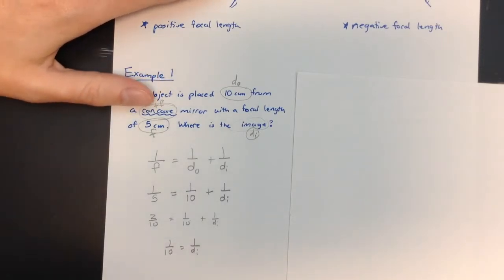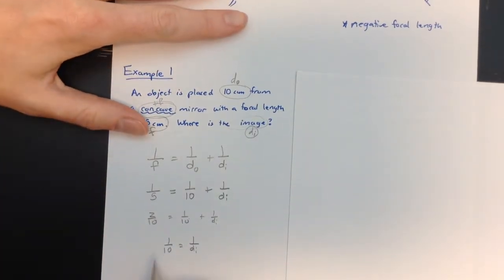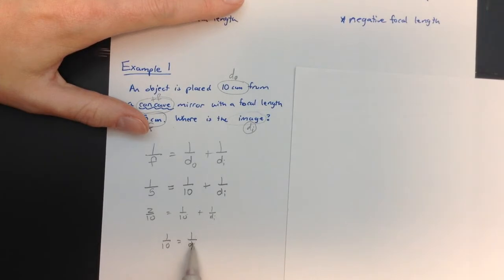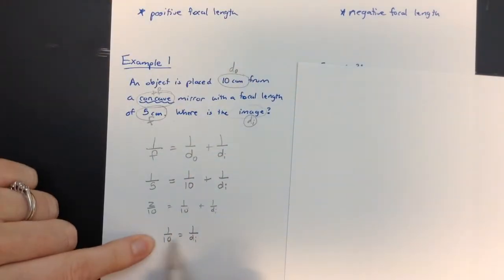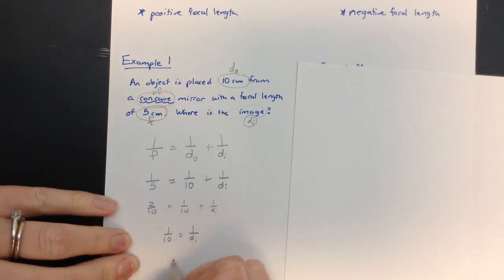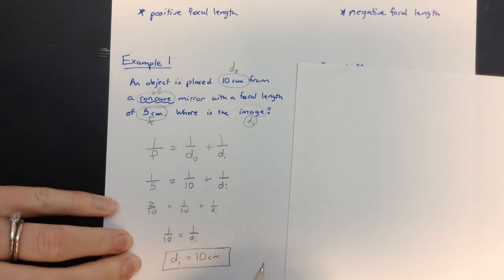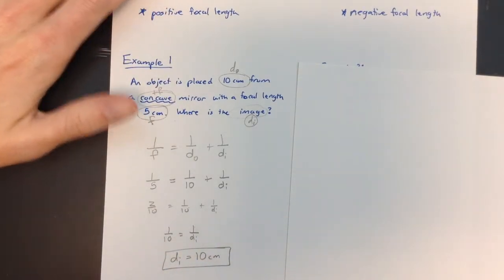Do you see that? That was kind of easy. I don't know if I did that on purpose, but that's okay. 1/10 equals 1 over the image distance there. Now, since this is 1 over 10 equals 1 over the image distance, can you see that the image distance is in fact 10 centimeters? Okay.